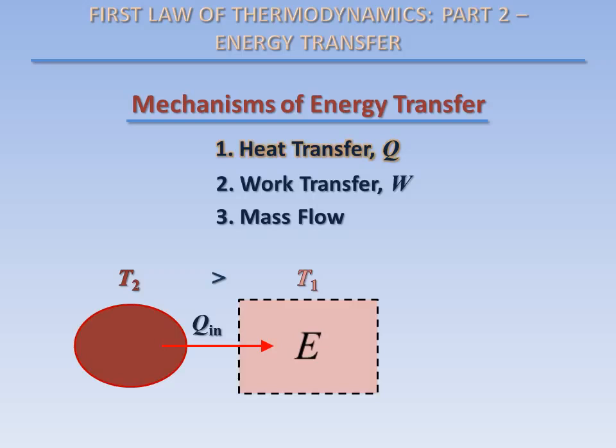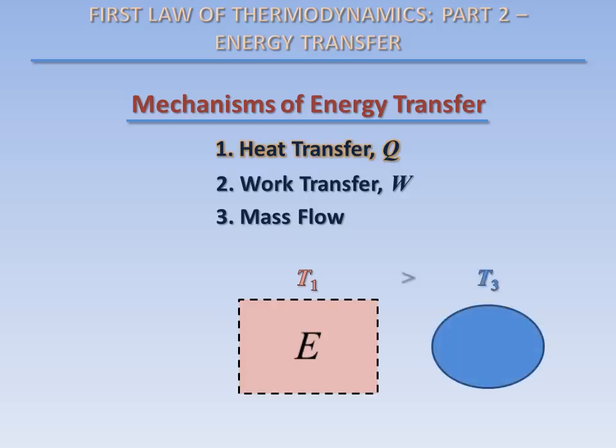For example, a cold beverage placed in a warm room will warm up as heat is transferred from the surroundings to the beverage. If there is another system with a temperature of T3, which is less than T1, then energy will be transferred out of our system in the form of heat, thus decreasing the total energy of our system. A hot beverage placed in a cool room will cool down due to heat transfer from the beverage to the surroundings. Now, let's look at energy transferred by work.